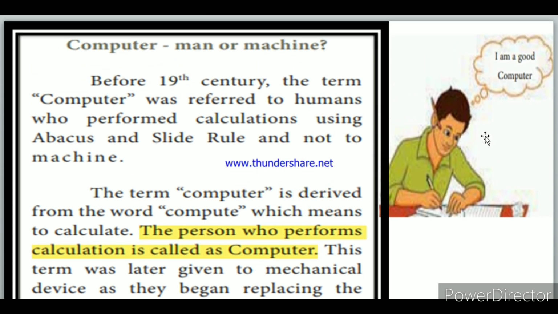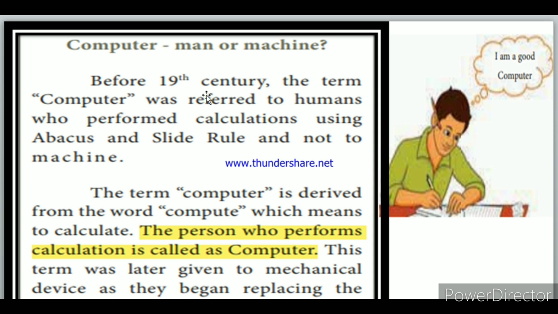Just imagine that is the human brain. I am a good computer. Let's see. Computer, the name refers to whom? Is it a man or a machine?